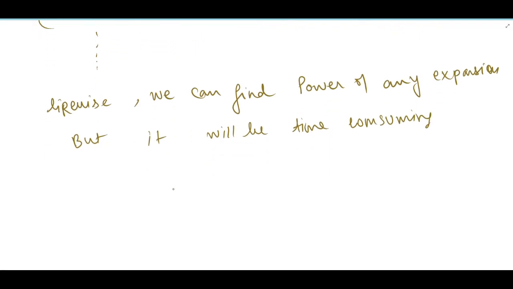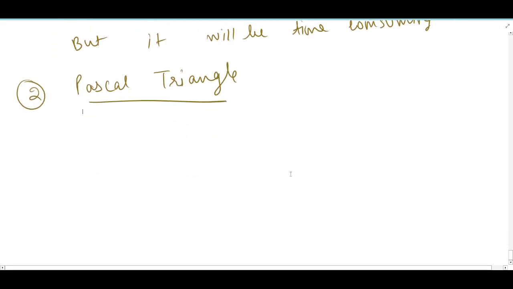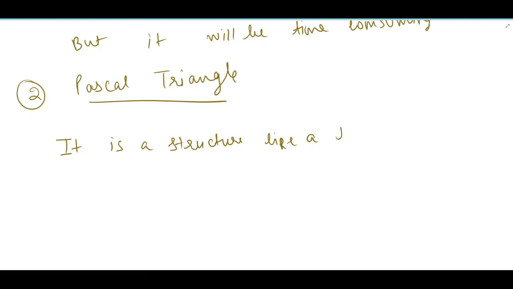Therefore there is another method which is called Pascal's triangle. It is a structure like a triangle, with one at the top vertex and running down the two slanting sides.